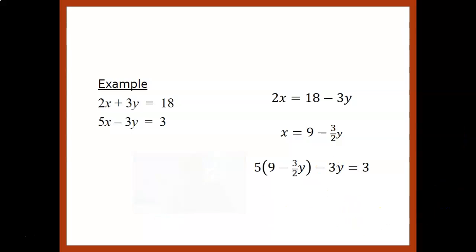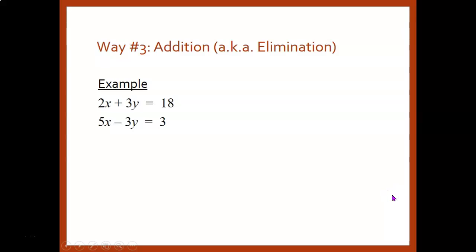So here's the easier way to do this. We take these two equations and we essentially add them together. 2x plus 5x adds up to 7x, plus 3y and minus 3y just add up to 0. They cancel each other out. And over on the other side of the equal signs, 18 and 3 add up to 21. So now we have the equation 7x equals 21. Oh, that's easy. We can divide both sides by 7 and get x equals 3.